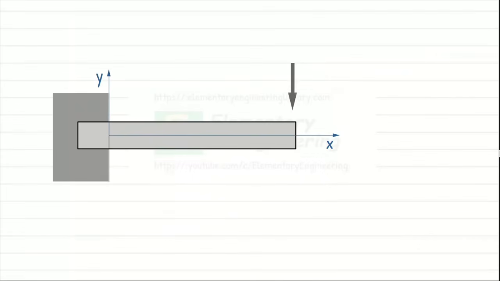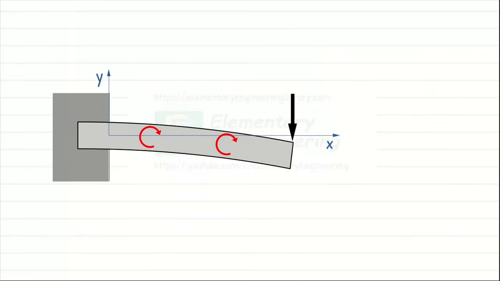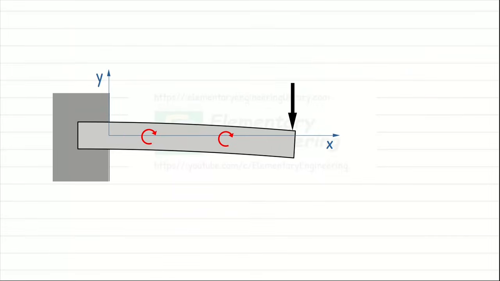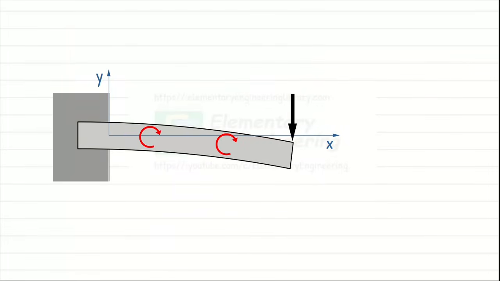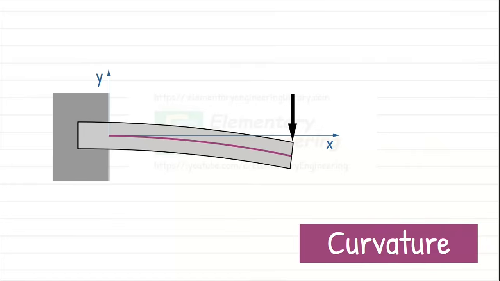Now, when loads act on this beam, they create bending moment inside it, and that tries to curve the beam. If the moment is small, the beam bends slightly. If the moment is large, the beam bends more. As the beam bends, it forms a smooth curve. To describe how sharp this bending is at any given point, we use the term curvature. We will talk about this curvature a little later in this video.